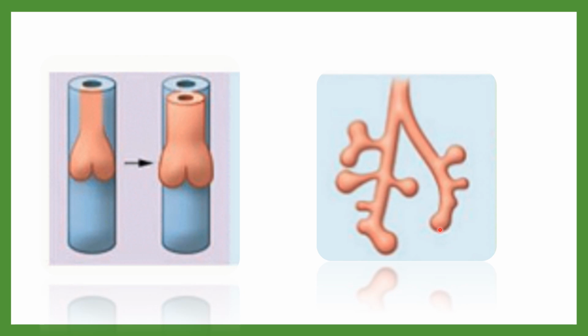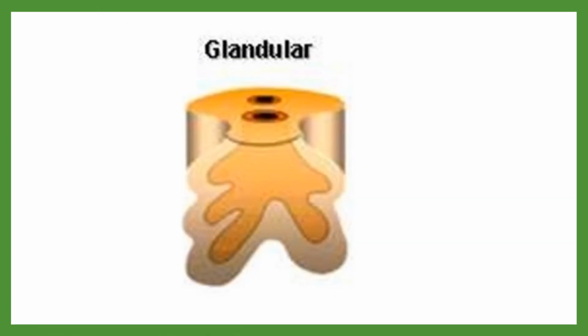Now we'll see the phases of the development of the lung bud. This occurs in three phases. First one is the glandular or pseudoglandular phase. Second one is the canalicular phase. And the third one is the alveolar phase. These are the three phases in which the structure is going to develop inside the lung buds. Now the first phase is the glandular phase or pseudoglandular phase.